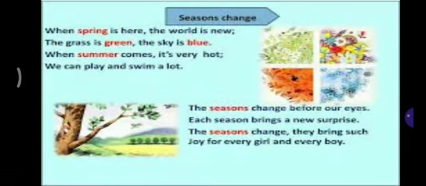Okay, look at the picture. Seasons change. Now, the rhyme. When spring is here, the world is new. The grass is green, the sky is blue. When summer comes, it's very hot. We can play and swim a lot. The scenes change before our eyes. Each season brings a new surprise. The seasons change, they bring such joy for every girl and every boy.